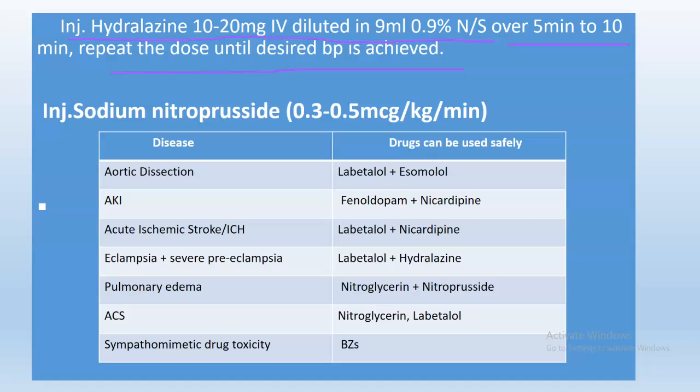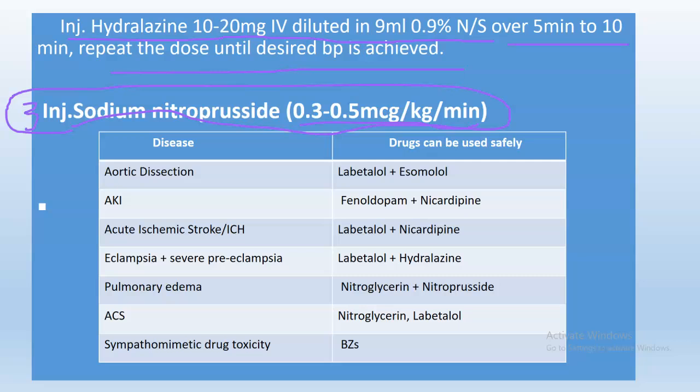The next one is sodium nitroprusside, but in our institution we use it quite less often because it produces cyanide toxicity, with a dose of 0.3 to 0.5 microgram per kg per minute. So these are the three main medications which we use for the management of hypertensive emergency.